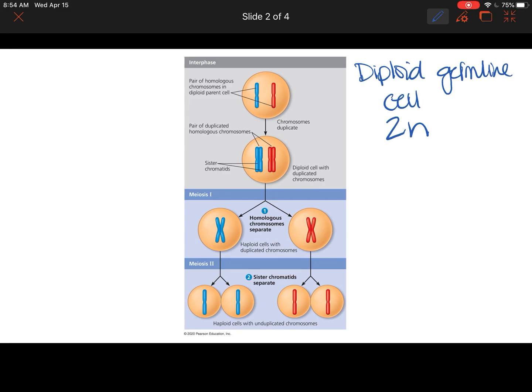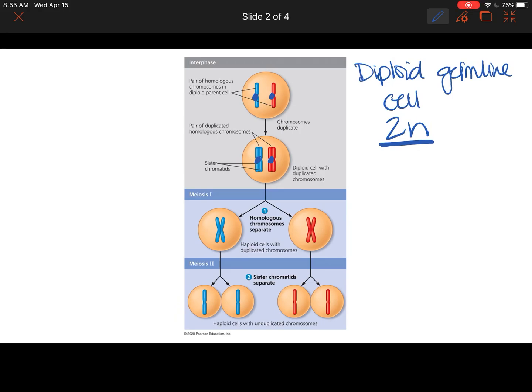So remember what I told you last lecture, that we count chromosomes by counting centromeres. So prior to DNA replication, we had 2 centromeres, so 2 chromosomes. After DNA replication, the sister chromatids are held together at a common centromere. So we still have 2 chromosomes. So our cell is diploid, but each chromosome is a pair of sister chromatids.